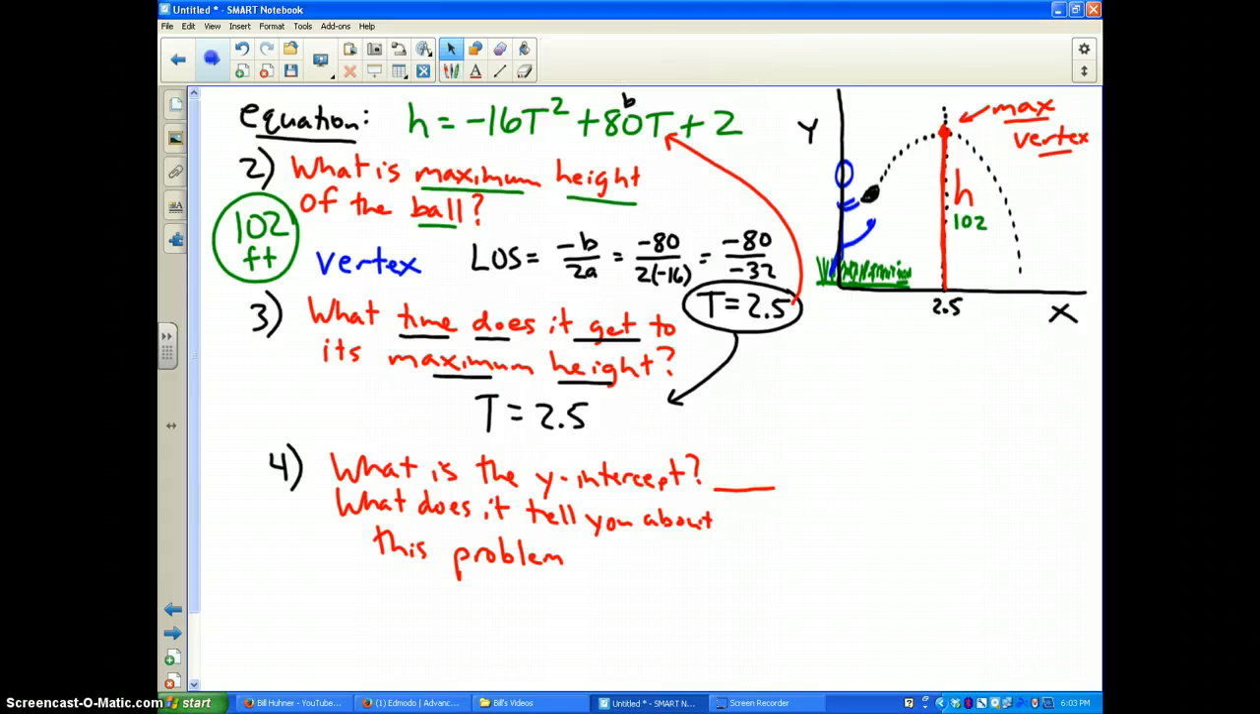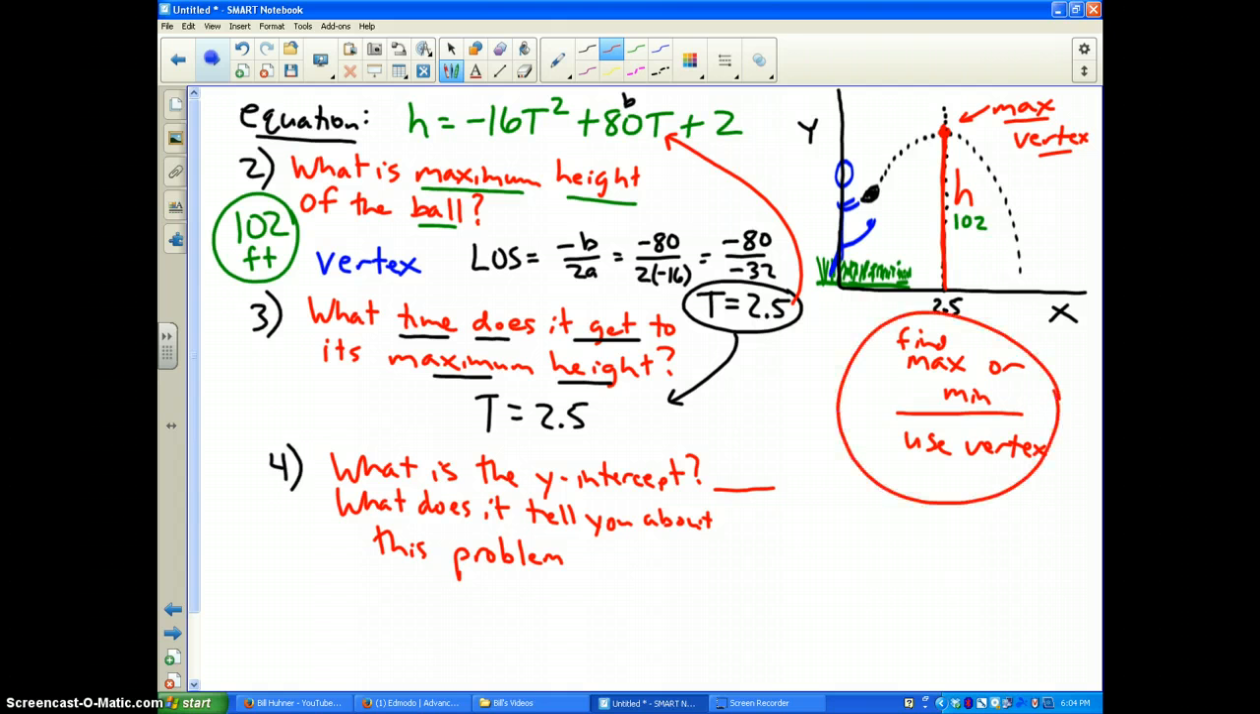So I hope that helps you understand how to find maximums. Anytime it asks you for maximums or minimums, if it asks you that, to find those, use the vertex. Very important note to write to yourself.